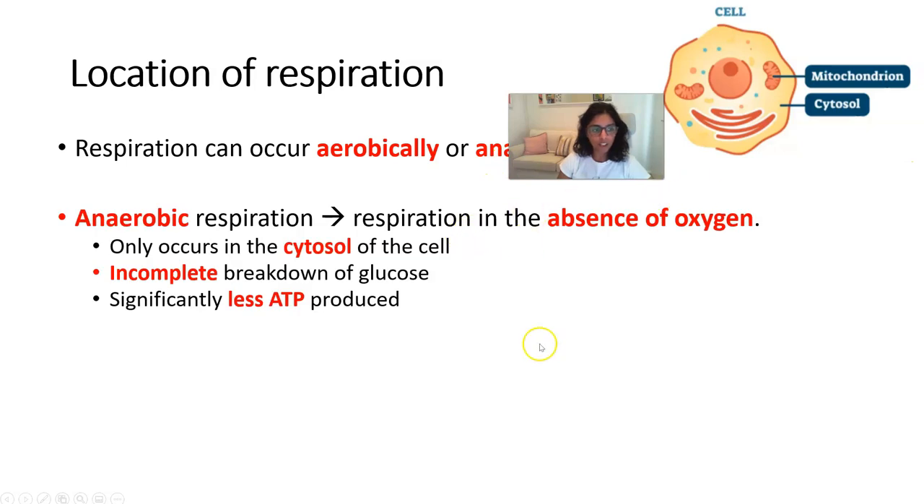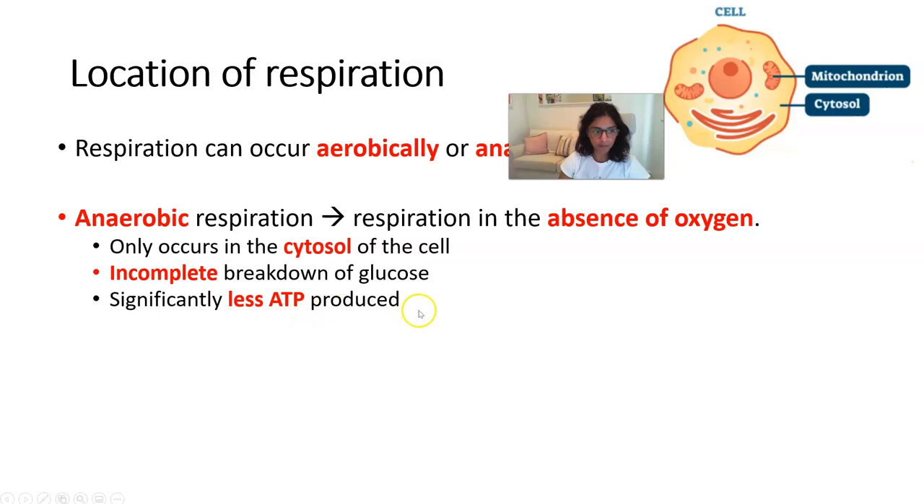So as a little summary here, anaerobic respiration we'll talk about first. This is respiration in the absence of oxygen. So there's very little oxygen present. This type of respiration will only happen in the cytosol or the cytoplasm of the cell, and it leads to the incomplete breakdown of glucose. So because glucose is not fully broken down, we're not breaking all the chemical bonds, therefore we produce significantly less energy as a result.